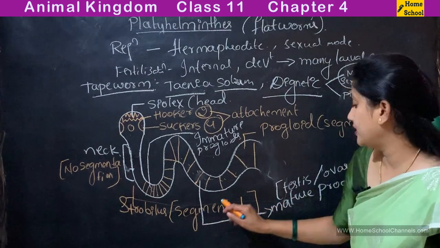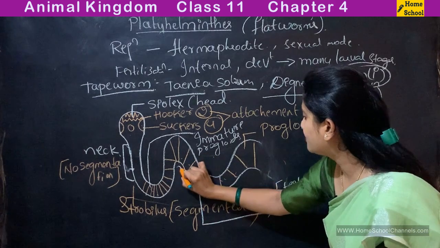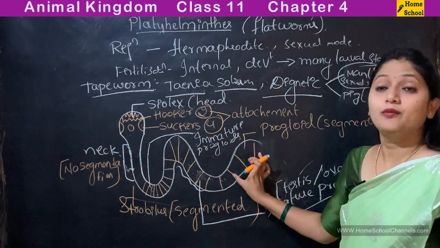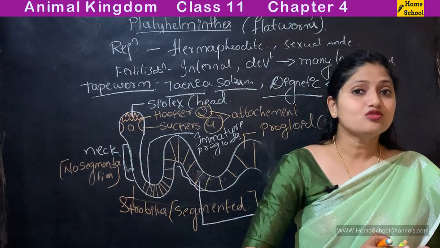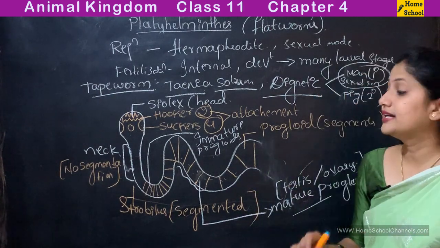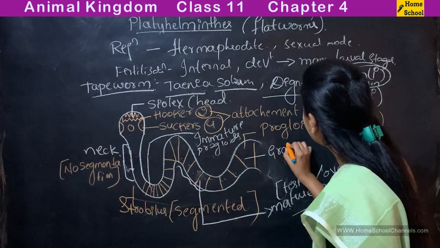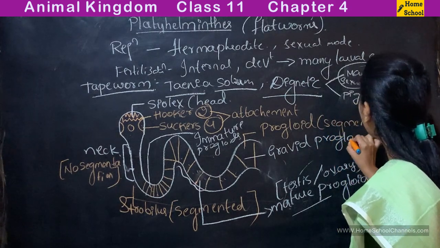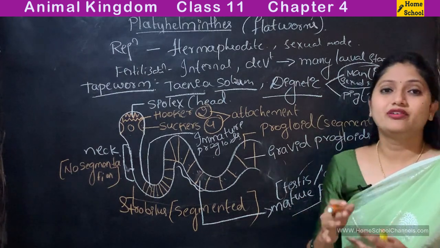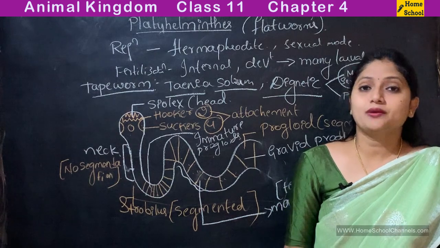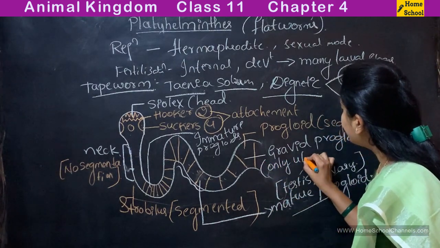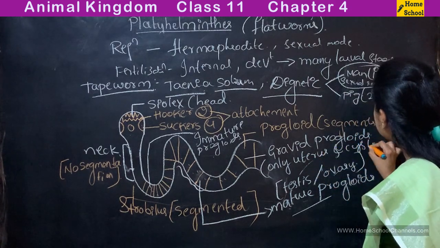Moving on to the mature proglottids, all of these are mature proglottids, where the sex organs, testes and ovary, are present. The proglottids at the end, the very old ones which are moved to the end and about to get detached from the body of the tapeworm, are called the gravid proglottids. So what exactly do the gravid proglottids do? Here the fertilization and everything have already happened, and the sex organs have already been used. What is left here is only the uterus and cysts.